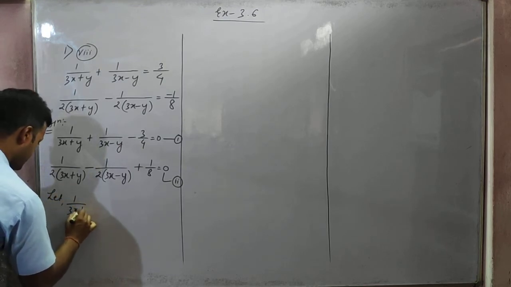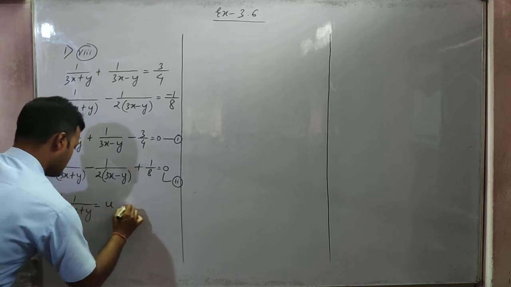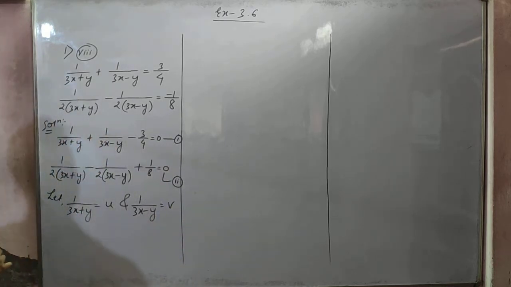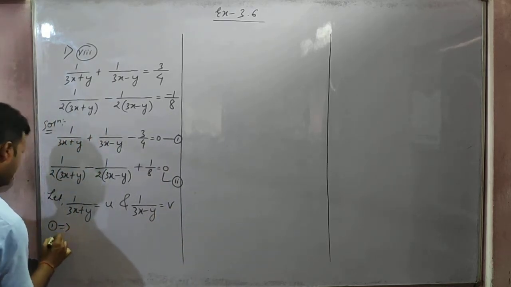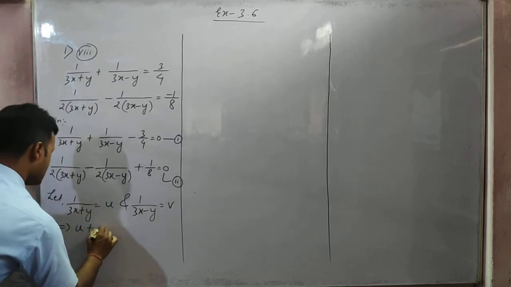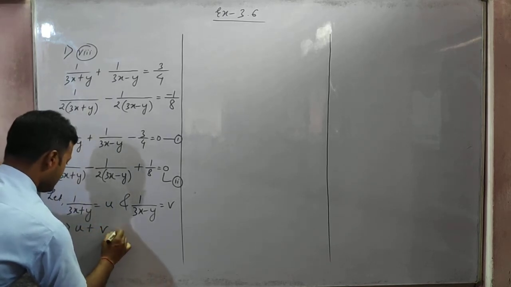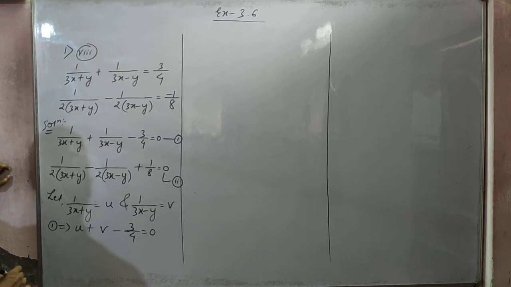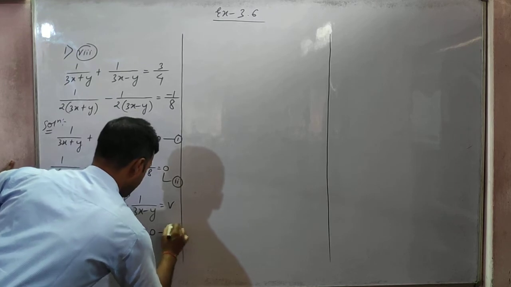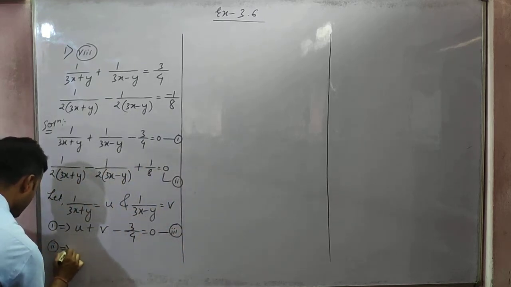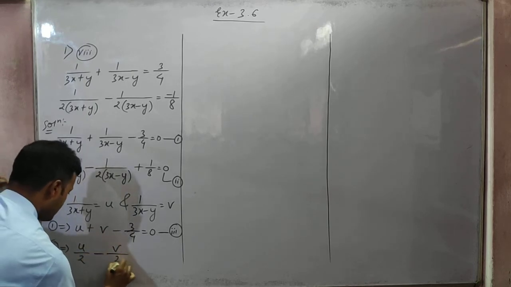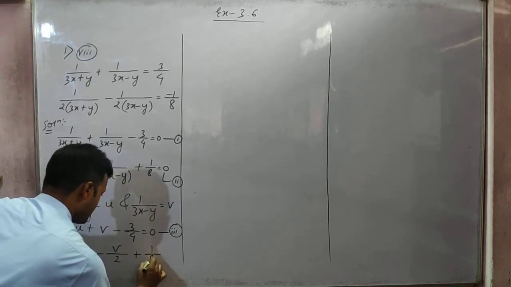Okay, so let 1 by 3x plus y be equal to u and 1 by 3x minus y be equal to v. Then equation 1 will be like this: u plus v minus 3 by 4 is equal to 0. Let it be number 3. And equation 2 implies it will be u by 2 minus v by 2 plus 1 by 8 is equal to 0.